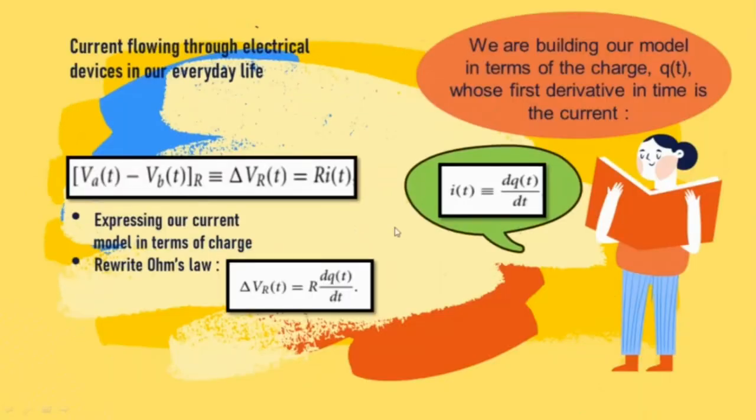Current flowing through electrical devices in everyday life is so important. So we are building our model in terms of the charge Q(t), whose first derivative in time is the current. This one is the current. So from the previous equation, expressing our current model in terms of charge, we rewrite Ohm's law. This one is equal to R. Change it, just substitute it.